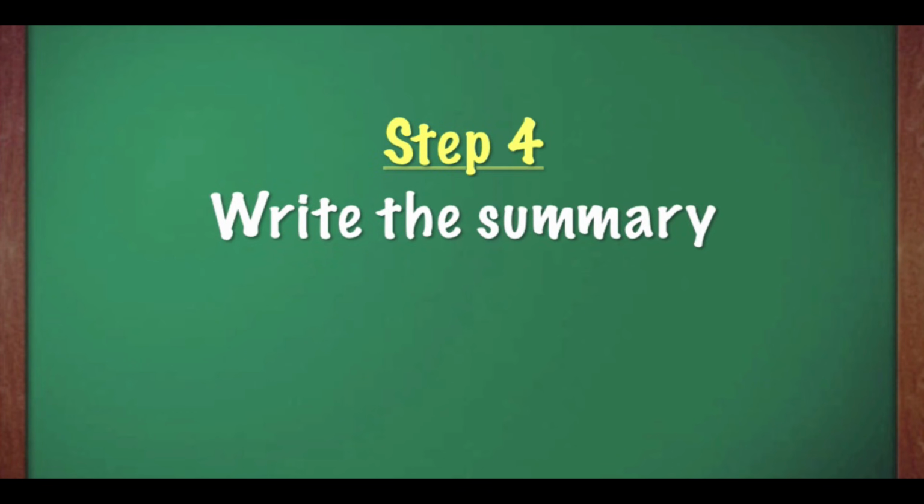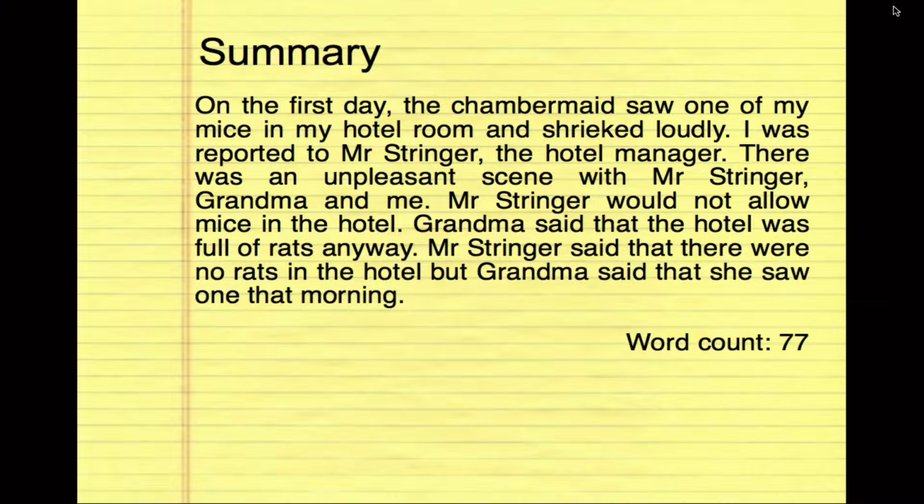Step 4. Write the summary. Okay, we're ready to write out the summary. On the first day, the chambermaid saw one of my mice in my hotel room and shrieked loudly. I was reported to Mr. Stringer, the hotel manager. There was an unpleasant scene with Mr. Stringer, Grandma, and me. Mr. Stringer would not allow mice in the hotel. Grandma said that the hotel was full of rats anyway. Mr. Stringer said that there were no rats in the hotel, but Grandma said that she saw one that morning.